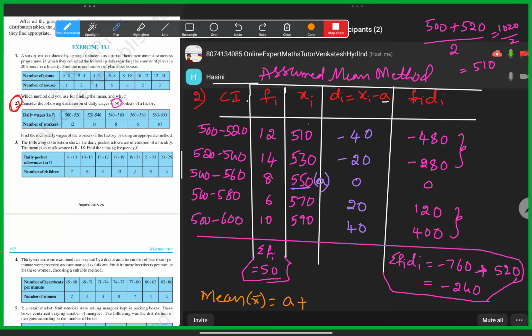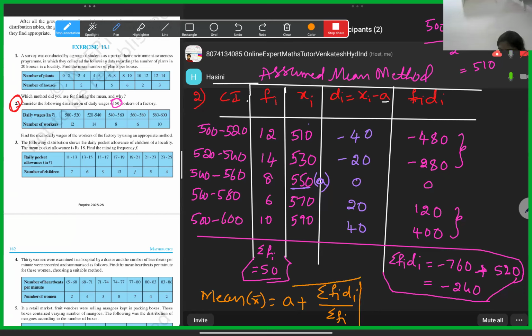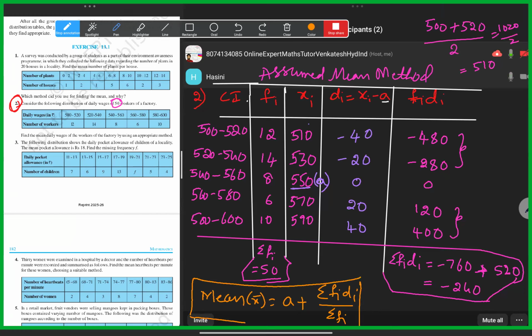So normally the direct method is sigma fi xi by sigma fi, no? Whatever A we subtracted before from every xi value, we're adding it back in common, to sigma fi di instead of xi here, and sigma fi is common. This is the formula. So we'll just substitute in this formula now.